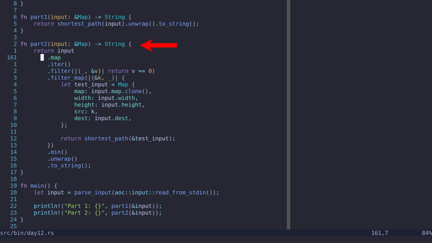And for the second part, we want to apply the shortest path on all the starting points. So instead of only applying shortest path on the source of the map, we apply it on all sources that have the value of 0, or have the height of lowercase a, and we take the minimum of all these paths.